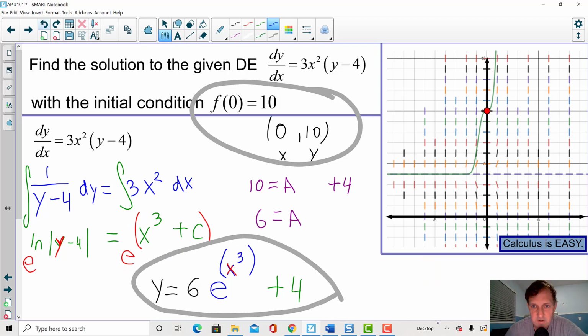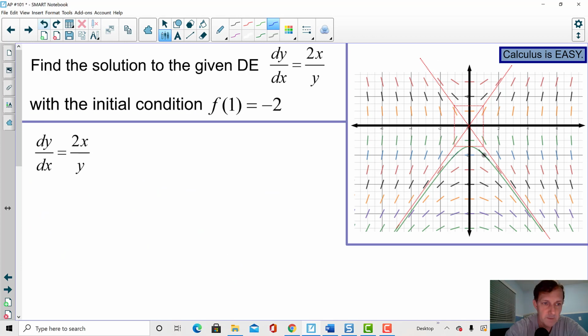All right, let's go ahead and look at our next example. For this one, we're going to multiply both sides by y, and we're going to multiply both sides by dx because we want to get the y's on the left and the x's on the right. There we go. We've separated everything. Now we can do the integral of both sides.